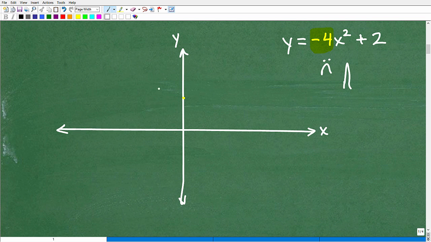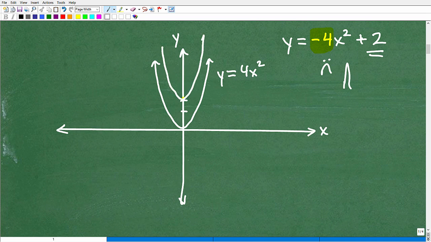So let's forget the negative right now and just get this other graph. There's a couple different ways you can think about this. This graph is a little bit thinner. So this would maybe be like y equals 4x squared, okay? So you're like, okay, but I got to move this guy up 2. So that would be up 1, 2. So that would be the same graph like so. y equals 4x squared plus 2, okay?